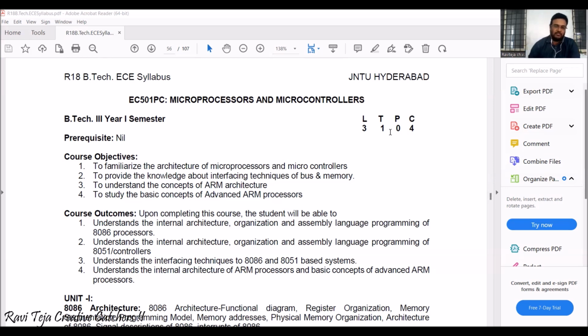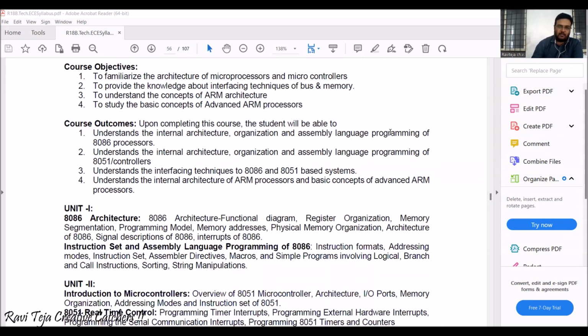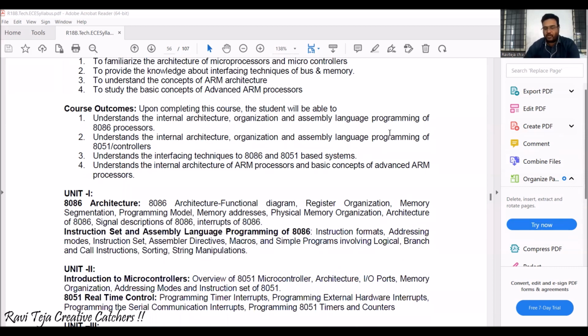Coming to the outcomes, once the course has been completed, the student will be able to understand the architecture, organization, and assembly language programming of the 8086 processor. They can also understand the internal architecture, organization, and programming of the 8051 microcontroller. We can also work on Keil software in the lab, understand the interfacing techniques of both 8086 and 8051, and have advanced knowledge of ARM processors.